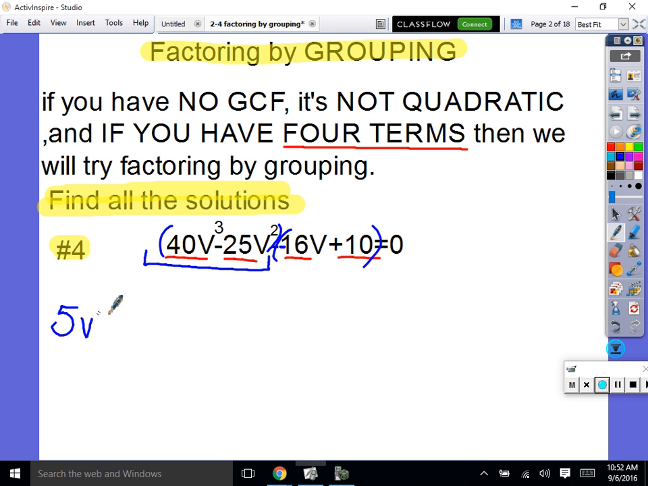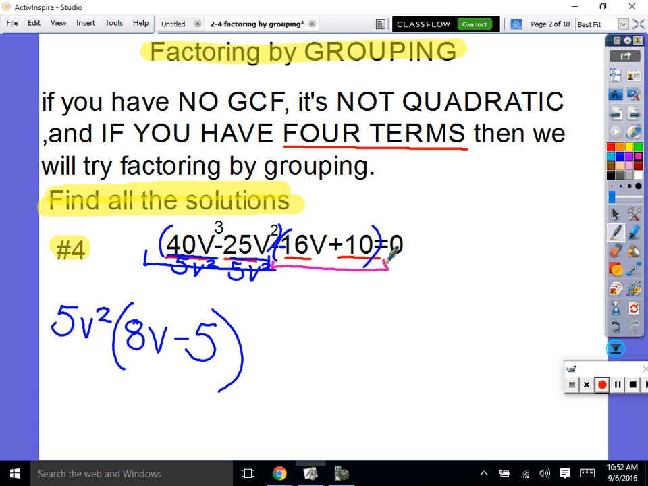5b squared. Correct. Now we'll go back, divide each by 5b squared. 40 divided by 5 is 8, right? b cubed divided by b squared is b. Negative 25 divided by 5 is negative 5. b squared over b squared is 1. Then we'll factor this group. And if there's a negative in front, we factor out a negative.